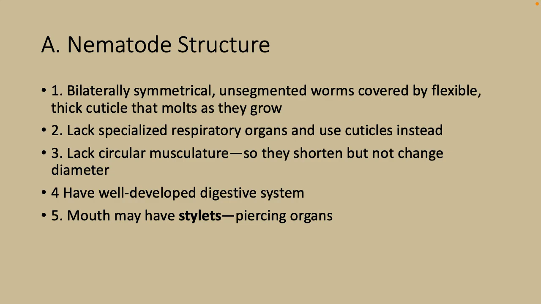So a nematode structure: bilaterally symmetrical, unsegmented, thick cuticle. They do molt, shedding that as they grow. No specialized respiratory organs. They use the cuticle instead to breathe through their skin. They lack circular musculature, so they can shorten, but they don't really change in diameter like we see with the annelids. Very well-developed digestive system, and their mouth may have something called stylets, which are piercing organs. Make sure you read up on them in your book.